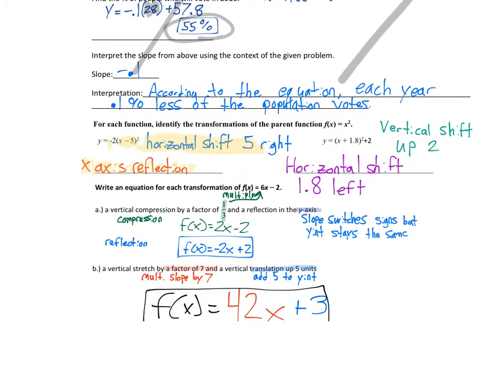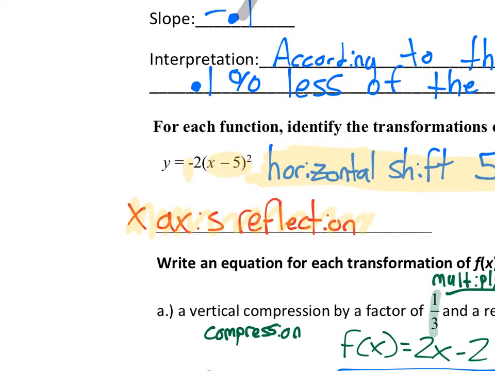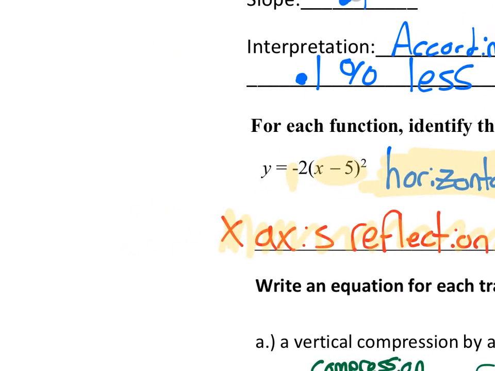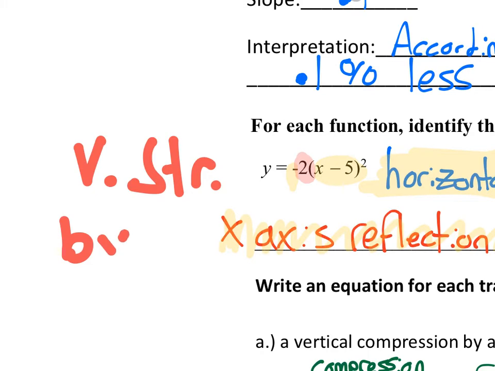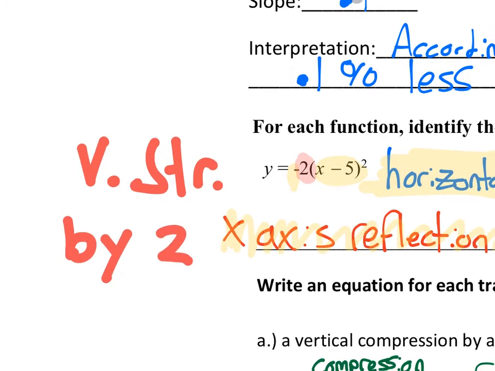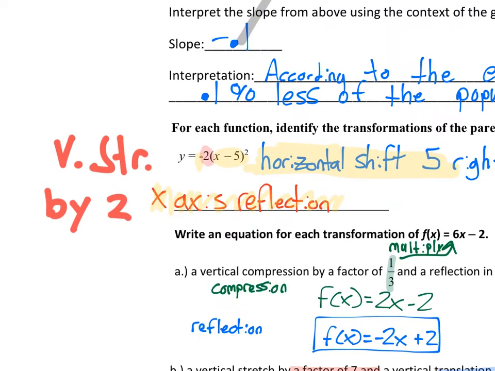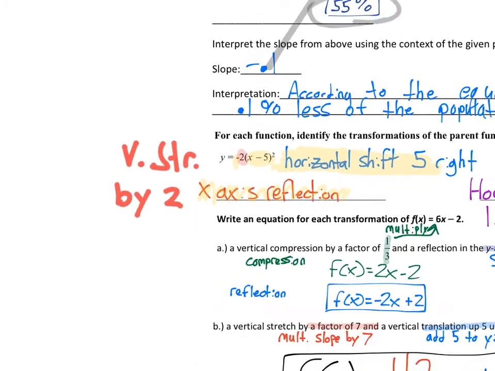All right, and something else on this one that I didn't have listed is this 2. This 2 causes us to have a vertical stretch. So we have a vertical stretch by a factor of 2. All right, so it's growing twice as fast.